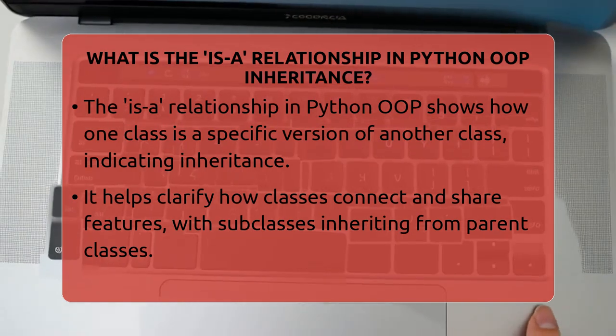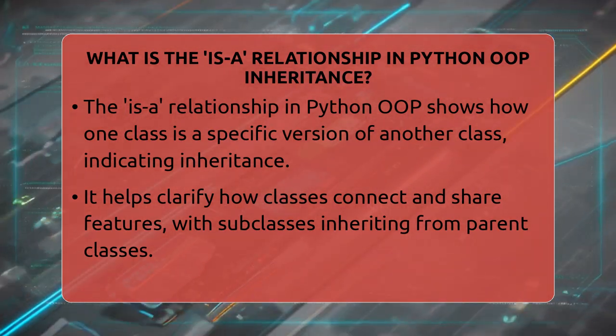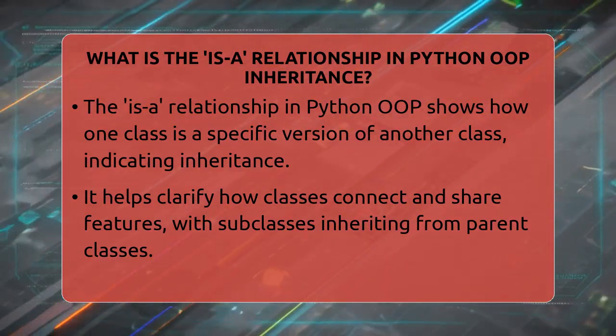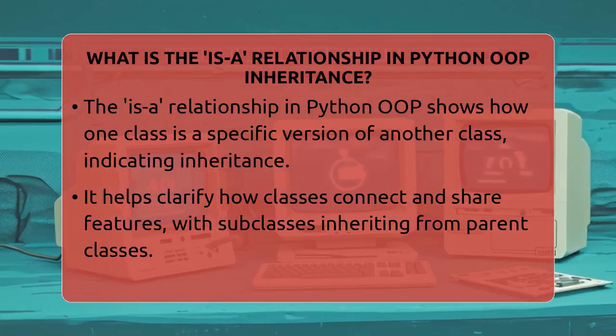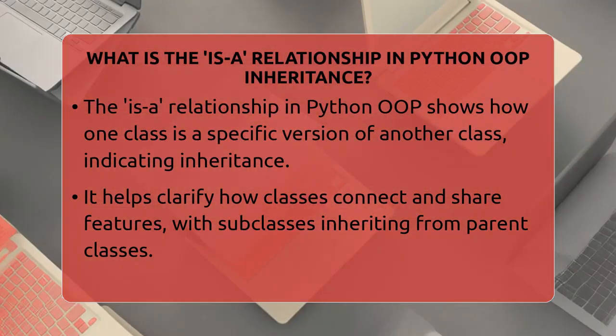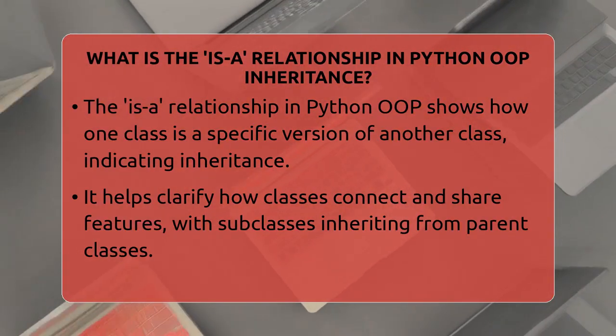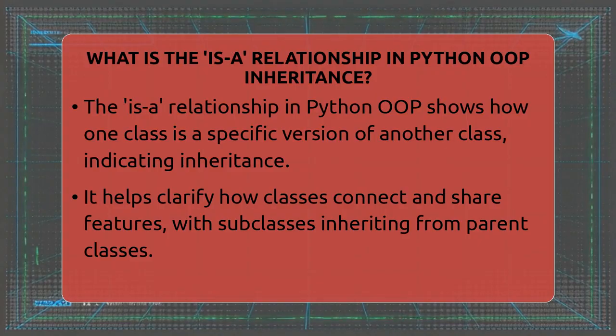In Python's object-oriented programming, the is-a relationship helps us understand how classes connect. It means that one class is a more specific version of another class. When you say class B is a class A, you're saying that class B inherits from class A. This means class B gets all the features of class A, plus some new ones.